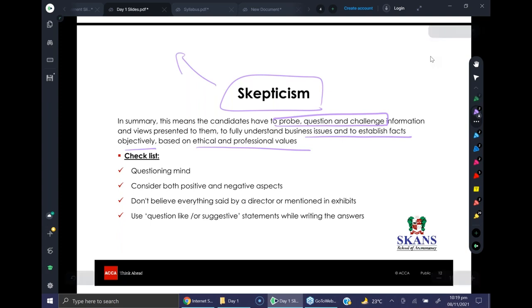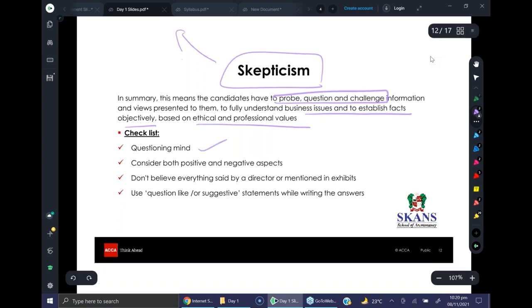So of course, you'll have to take care of ethics and professionalism while demonstrating skepticism. But what exactly do I need to do? I need to have a questioning mind. So I shouldn't be satisfied with very little information, and I shouldn't be agreeing to everything that is given in the question or asked for. Then consider both positive and negative aspects. If you consider both aspects, it automatically includes skepticism, because I'm not sticking to positives, but I'm also highlighting the negatives of a particular situation.